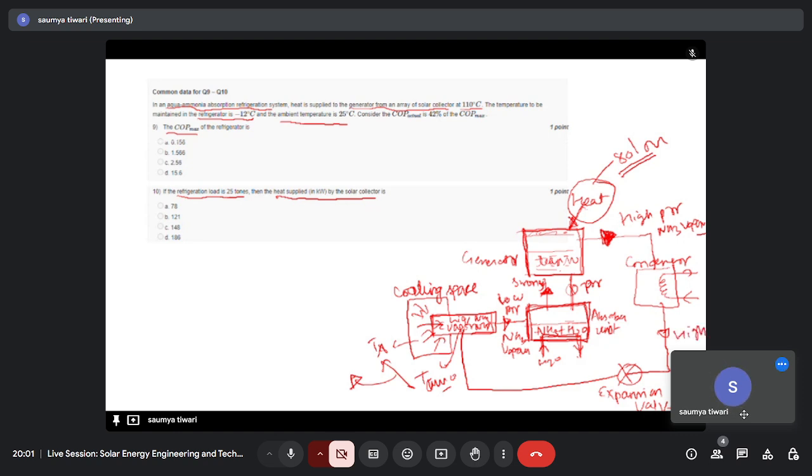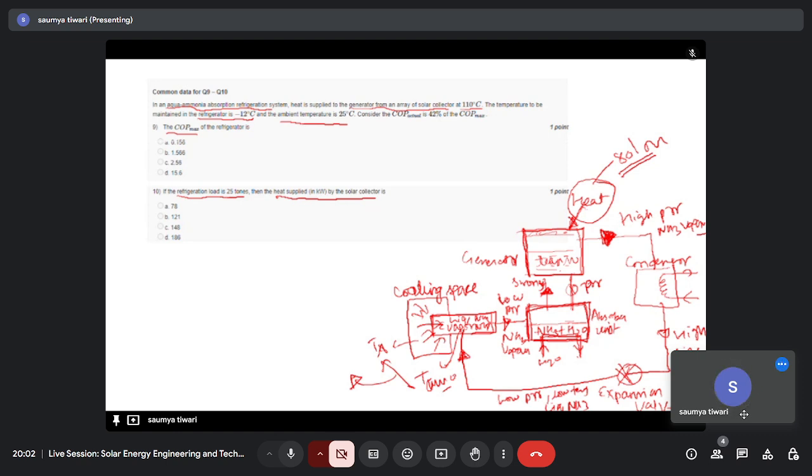Okay, so now we have liquid ammonia, right, after condensation. Now the expansion valve is used to basically lower the pressure. So we have low pressure, low temperature liquid ammonia here. Now this liquid ammonia is finally fed to your evaporator, and this cycle goes on. So this is your whole aqua ammonia absorption refrigeration system.